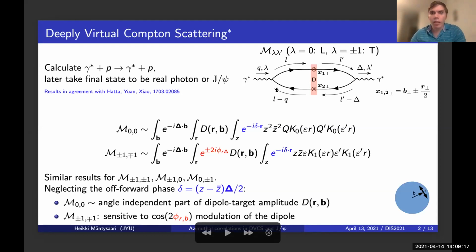And yeah, the D here is just the standard dipole scattering amplitude that tells you how the dipole interacts with the target. Now, I can look at, for example, the scattering amplitude for the case where the incoming photon and outgoing photon are both longitudinally polarized. This is the M00 that's illustrated here.